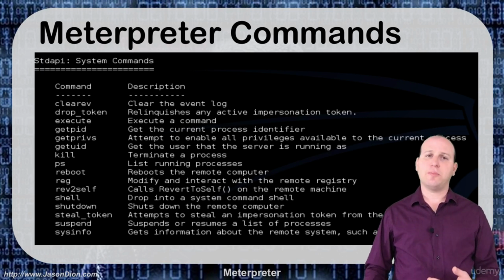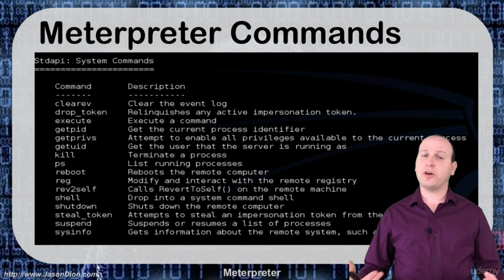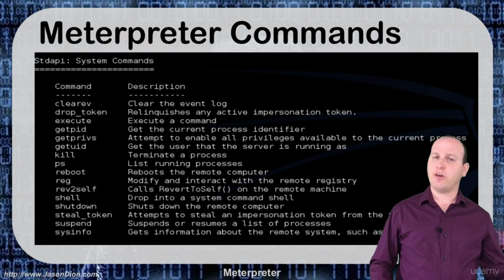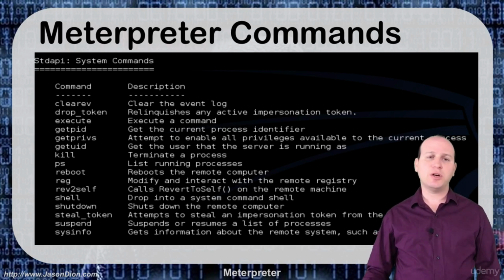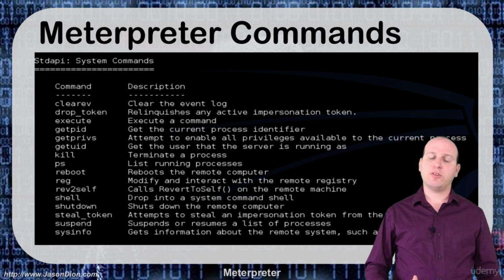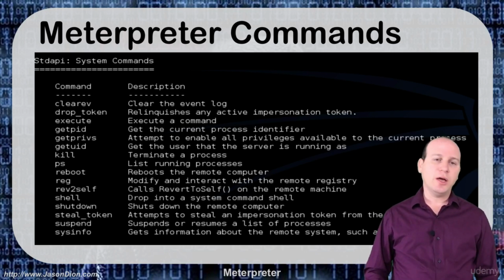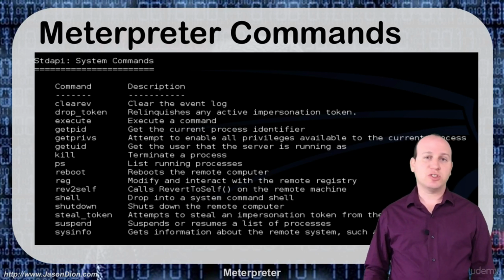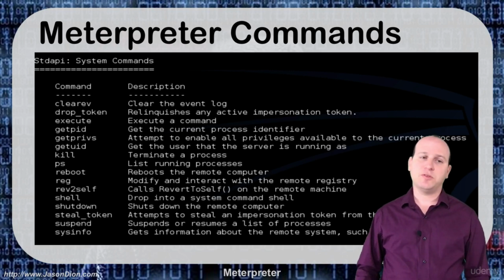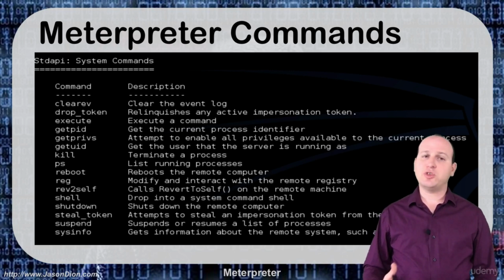We can execute commands, we can get the PID so we know what process we're currently in, we can migrate into other processes, we can reboot the computer, we can revert ourselves back to the initial user we were, we can drop into a shell. Just typing shell will get us to the C prompt, for instance. There's lots of different things that we can do, and as you play with Meterpreter, you're going to get better and better at using it.